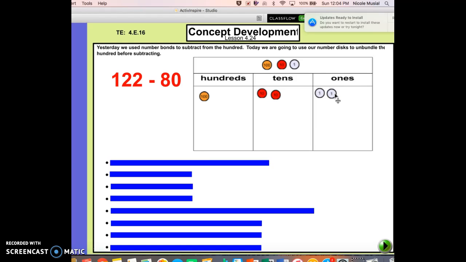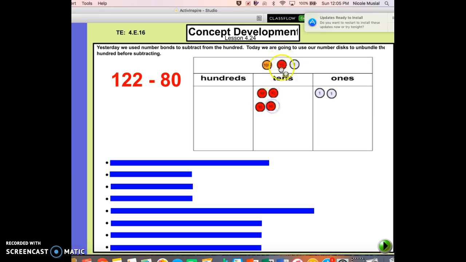So let me ask you a question. I need to take 80 away. Do I have 8 tens? I only have how many? 2. So I need to unbundle my 100 and I need to make it into 10. So I'm going to take my 100 and put it away. And I'm going to take out my 10 tens.